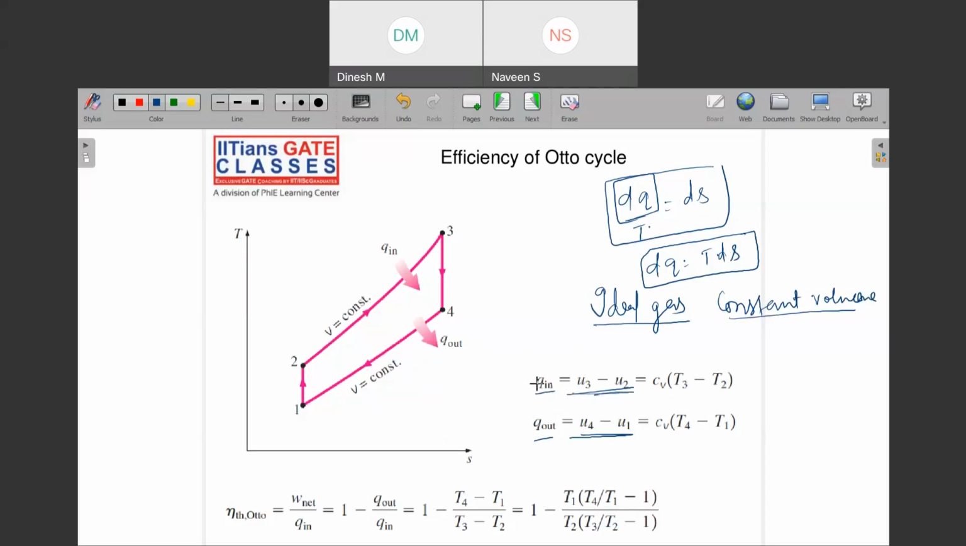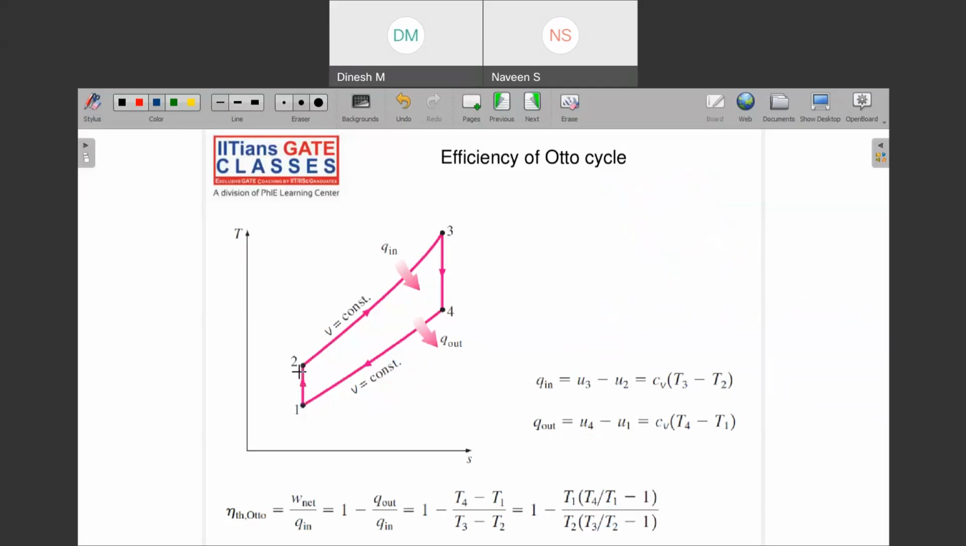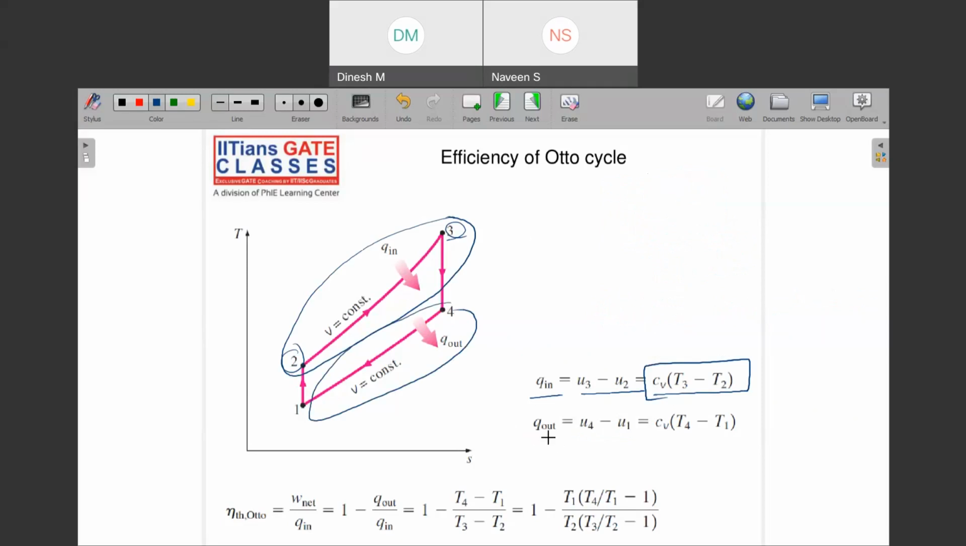So can I write down that Q in, where you have supplied heat from this region, is U3 minus U2? Yes, I can. And this is nothing but Cv into T3 minus T2. Similarly, where you are rejecting your heat, this point, this is Q out. This is nothing but U4 minus U1, right? Because this is the point where you are rejecting heat, and this is the point where you are accepting heat. So this is Cv into T4 minus T1.